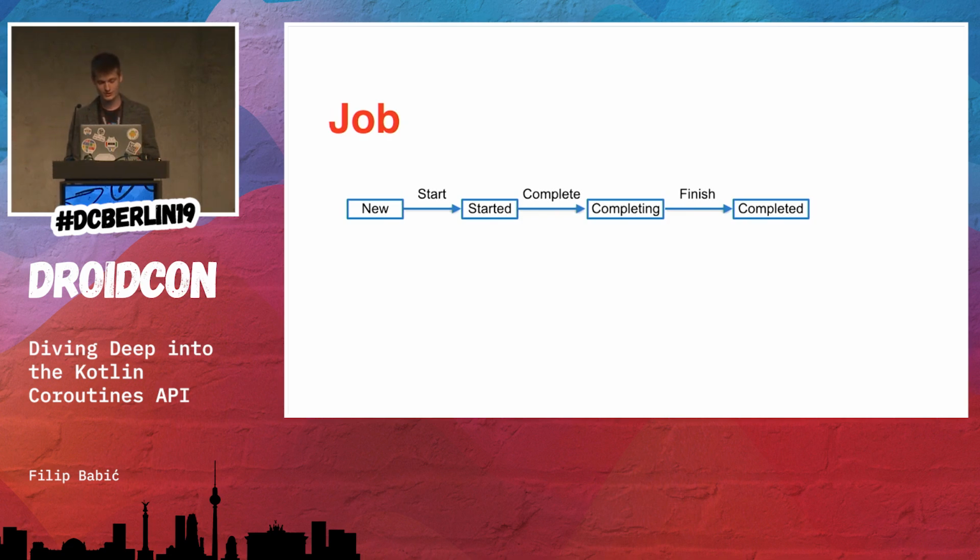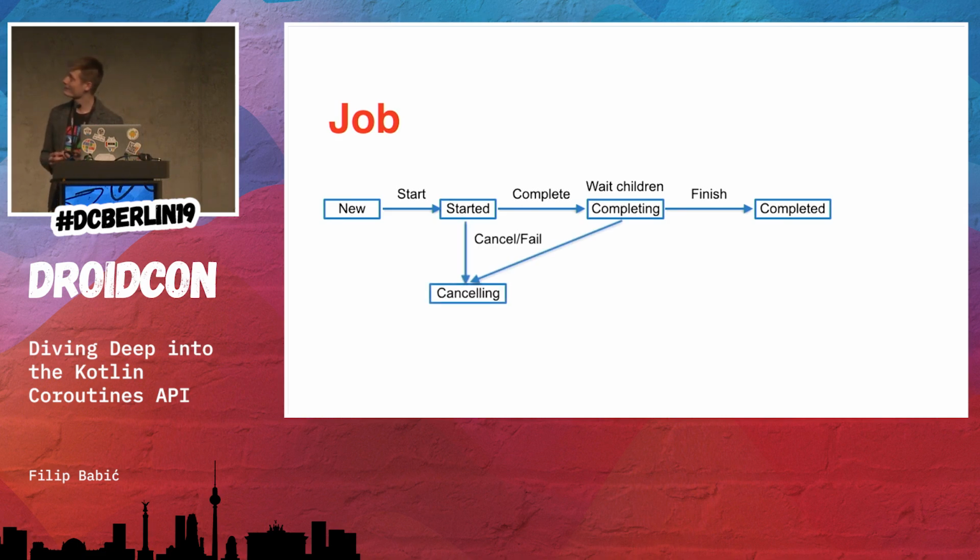But as I mentioned, the hierarchy of jobs, when the job is complete, it has to wait for all its children as well. So a job cannot complete without its children, so it has to wait for its kids. But if any of the kids or the job itself cancels or fails, everything goes into, let's say, a negative state or an unhappy path, and everything gets canceled.